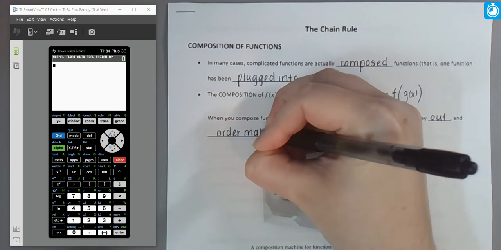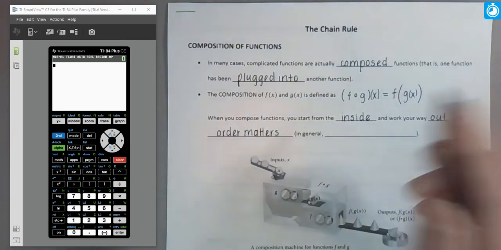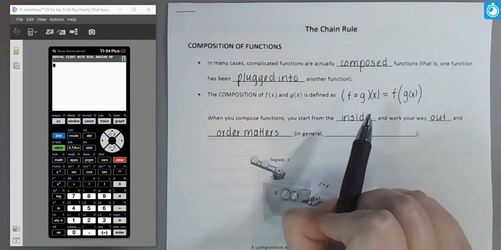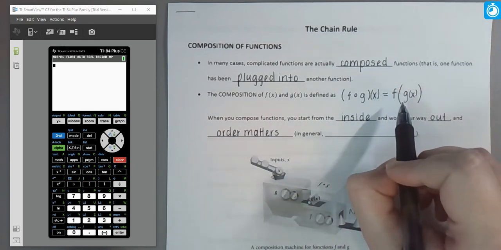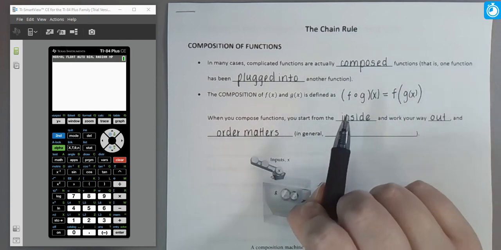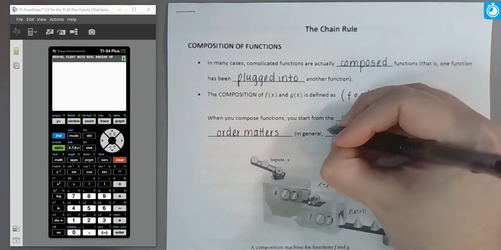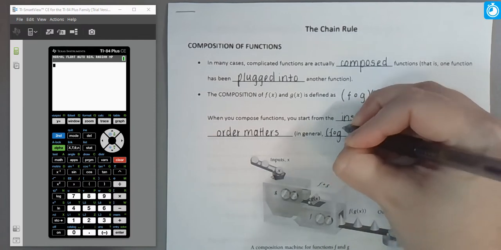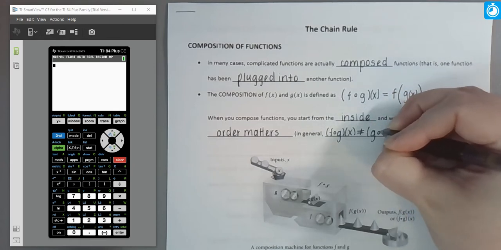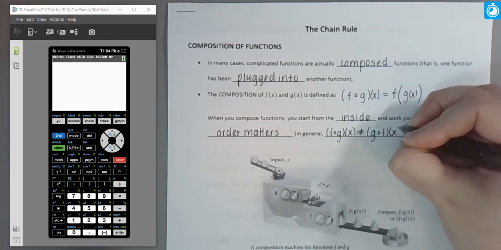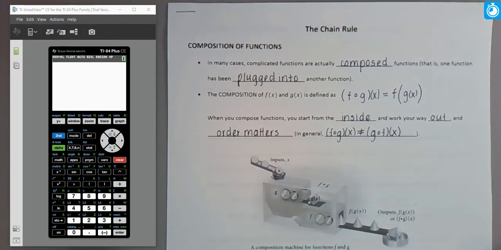And in general, order matters. So when I say f composed with g, it is in this particular order. That means f is the outside function and g is the inside function. G composed with f is not the same thing. So in general, f composed with g of x will not be the same as g composed with f of x, except for one very specific case in which they end up being the same. In general, they will not be the same. So we would say that composition is not a commutative operation.